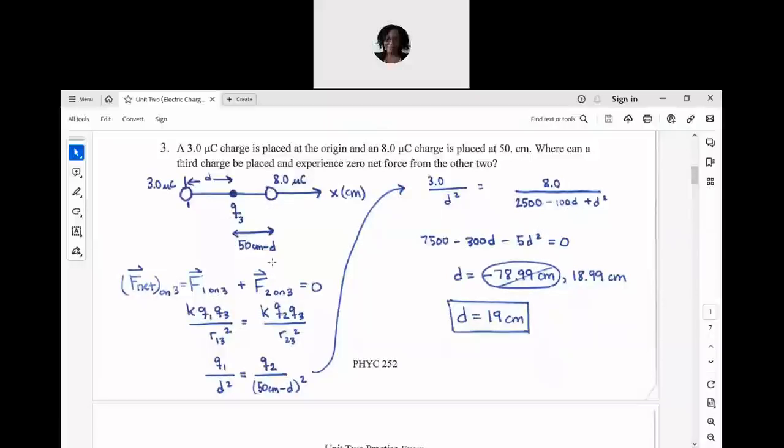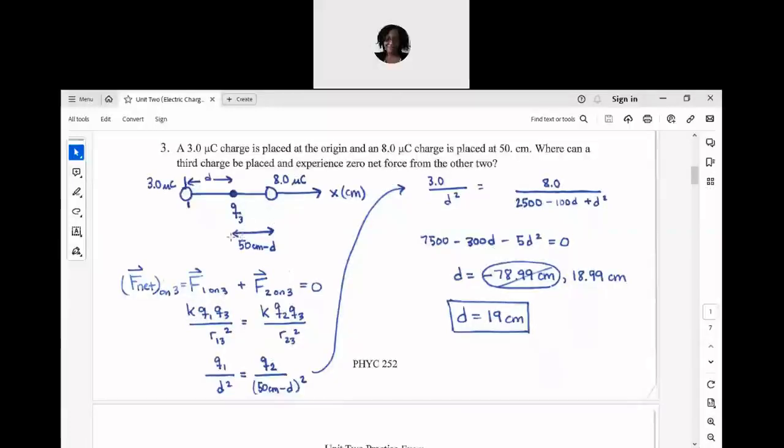So the force of 1 on 3 has to be enough to balance the magnitude of the force of 2 on 3. So I went from vectors to magnitudes on this step here. I canceled out like terms. So the Q3, that value does not need to be known in order to answer this question. And I canceled out the electrostatic constant K.